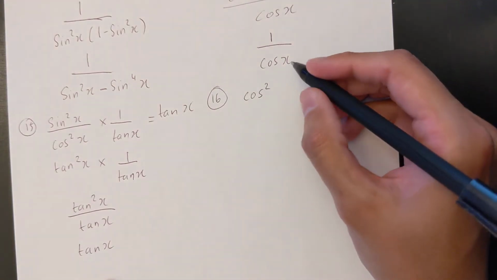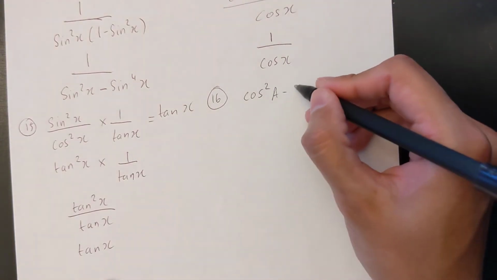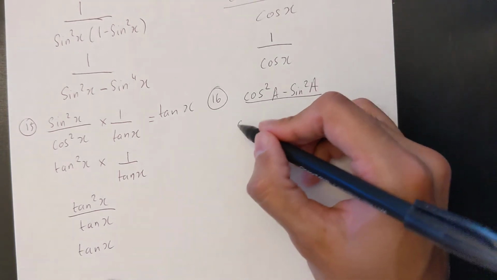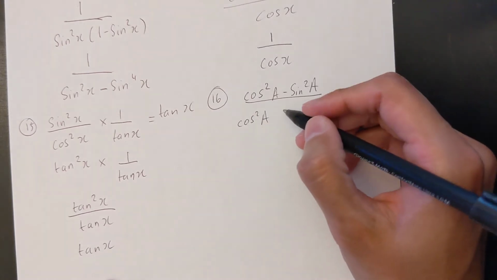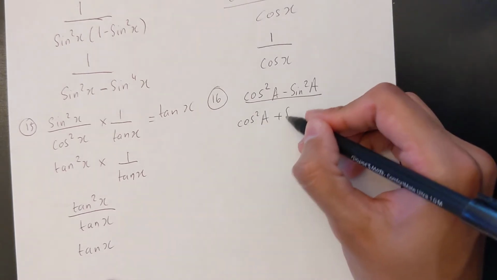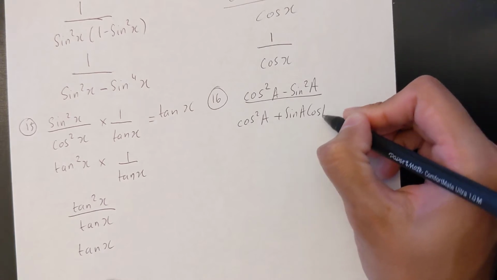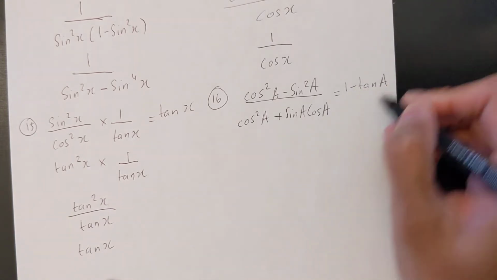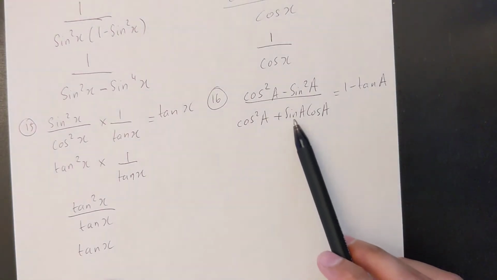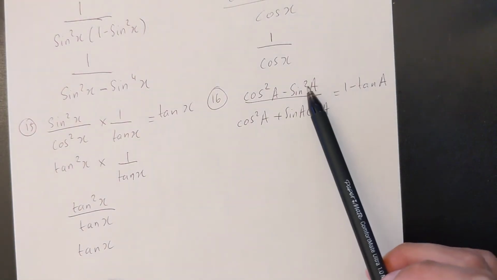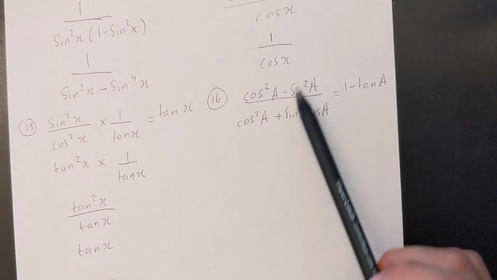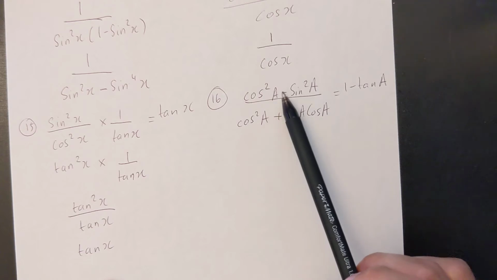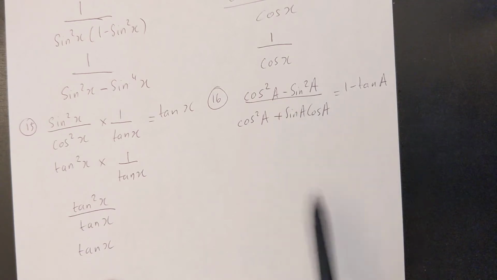Cos square a minus sine square a over cos square a plus sine a cos a equals 1 minus tan a. And I'm going to work on this side here. Now, if you can't recognize this at first glance, you can factor the top and the bottom. The top can be factored by difference of squares. The bottom can be factored by common factor.